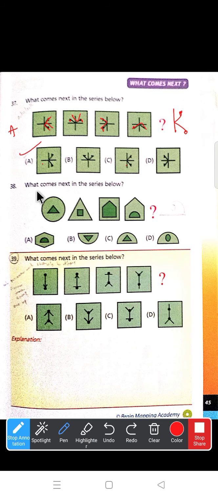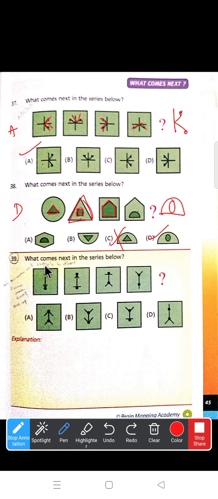Now coming to the 38th one, what comes next? Here circle, triangle, square, pentagon. That means the next figure's outer boundary should be the figure here. So the next figure's outer shape should be the square, the next the pentagon, and the next the semicircle. If you observe, triangle, square, pentagon, semicircle, there is no repetition, children, so triangle won't come. So C won't be possible, so option D is the correct one, where the semicircle is the outer figure, and an oval or circle is in the middle one.